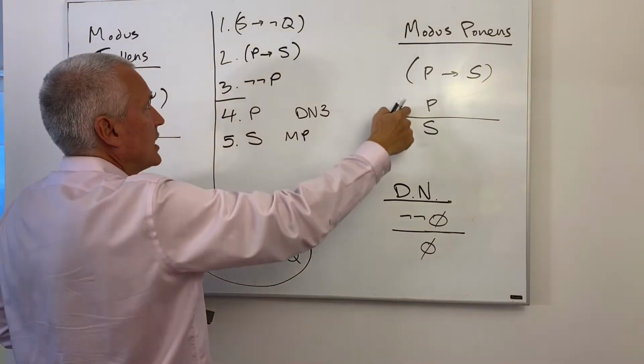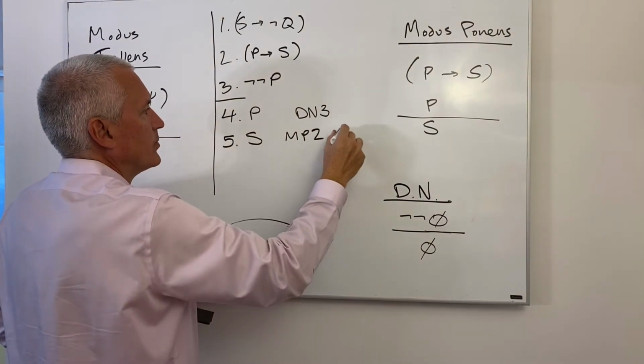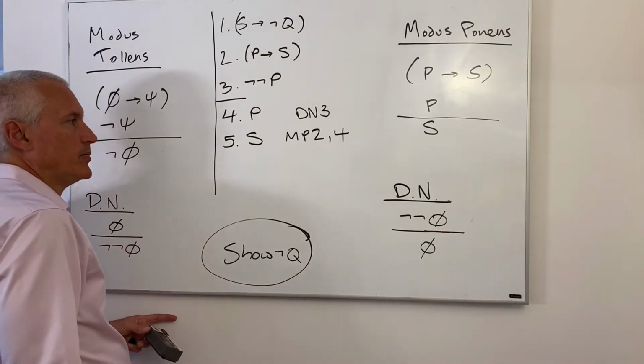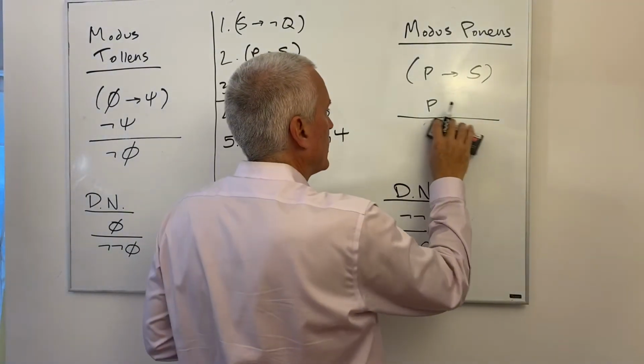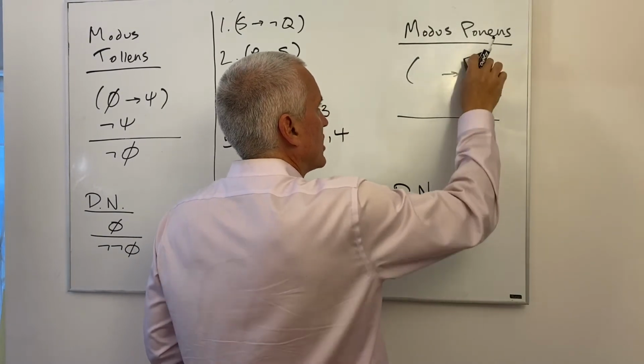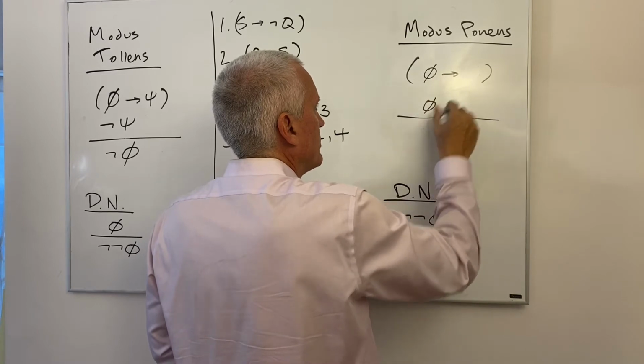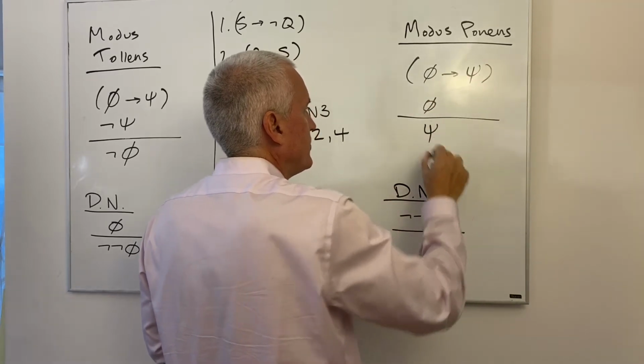Tell me where these two lines came from. And that's an instance of modus ponens. Of course, let's put it back in its general form. We might want to use it again. Or rather, we might want to use a different instance of it.